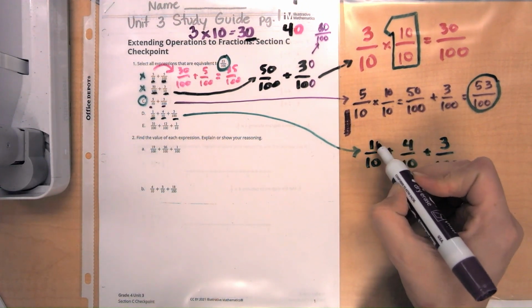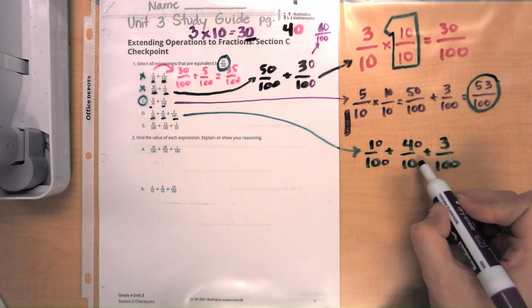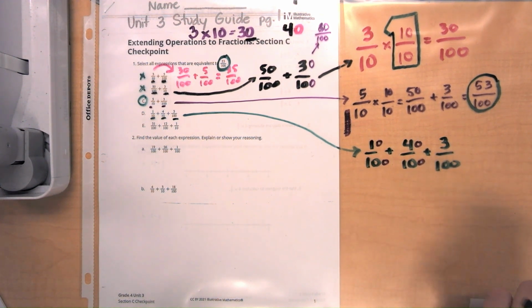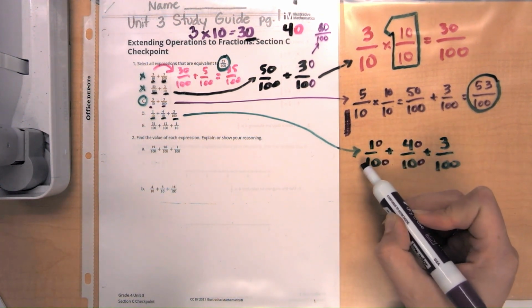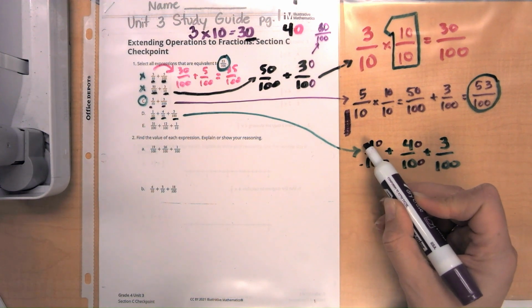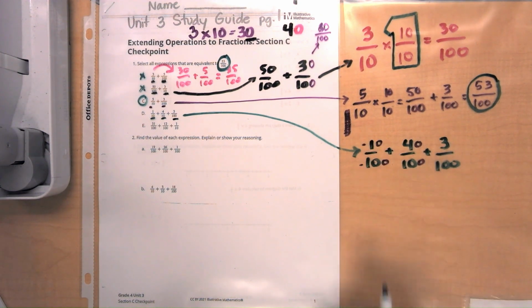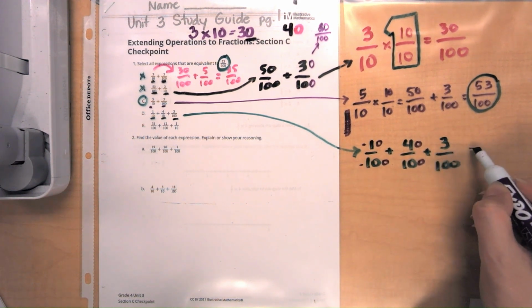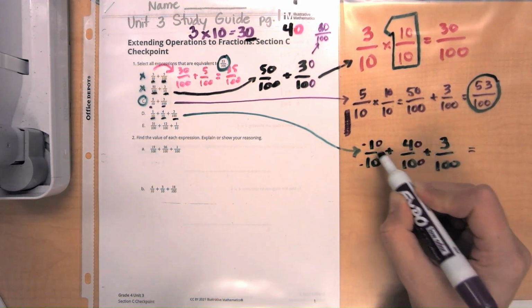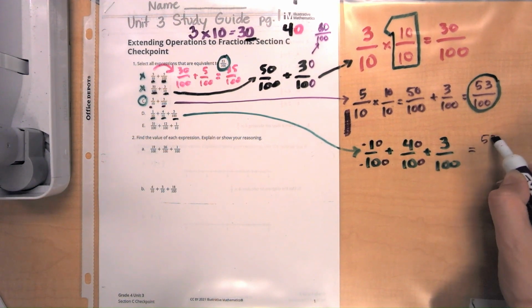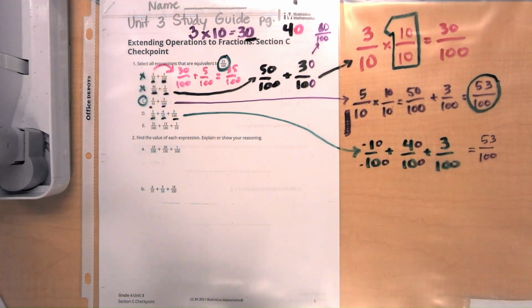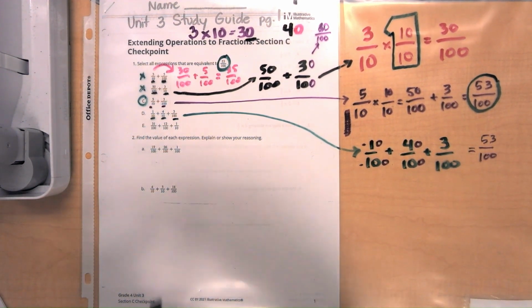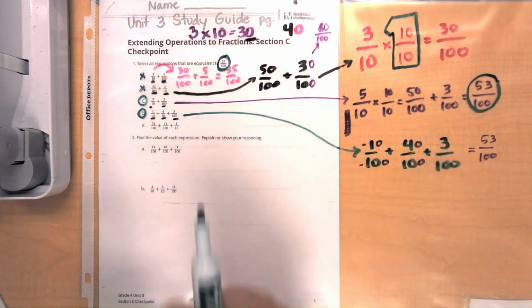What you can do now is you can just add that 0 on there. You know that it's a 10, and you know that whatever you do to the bottom, you must do to the top. I wanted to give you time to say that. 10 hundredths, 40 hundredths, 3 hundredths. 10 plus 40 is 50 plus 3. Ta-da! 53 hundredths again. There's another correct answer right here.